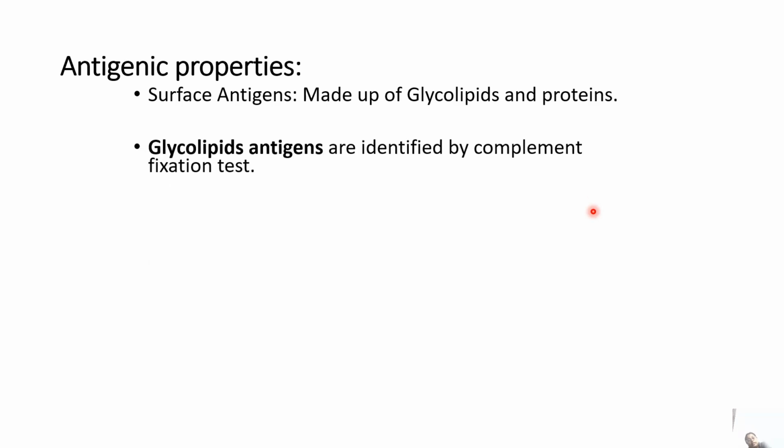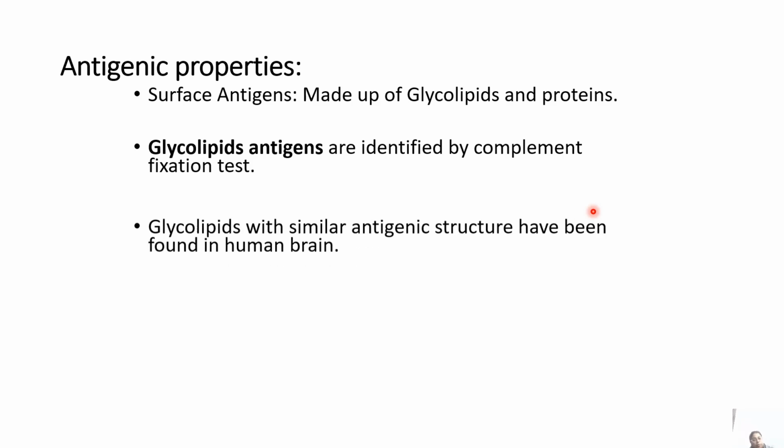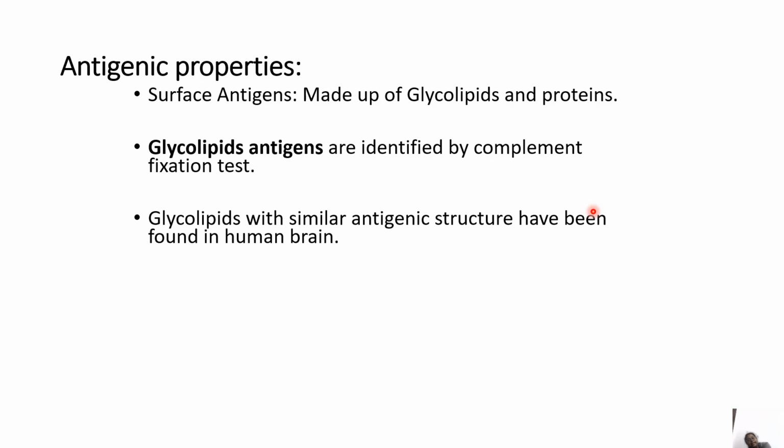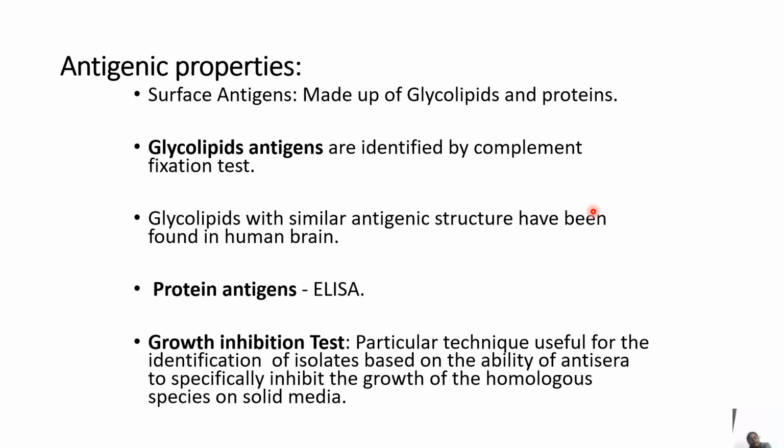What are the surface antigens made of? Glycolipids and proteins. Glycolipid antigens are identified by complement fixation test. Glycolipids with similar antigenic structure have been found in human brain. For protein antigens, ELISA is a particular technique useful for the identification of isolates, based on the ability of antisera to specifically inhibit the growth of the homologous species on solid media.